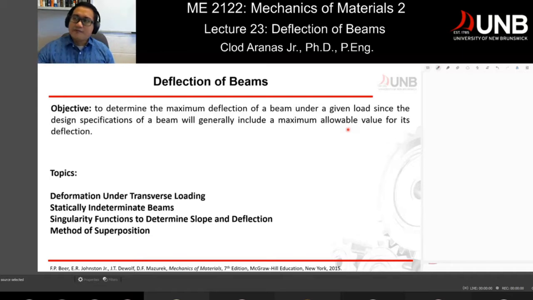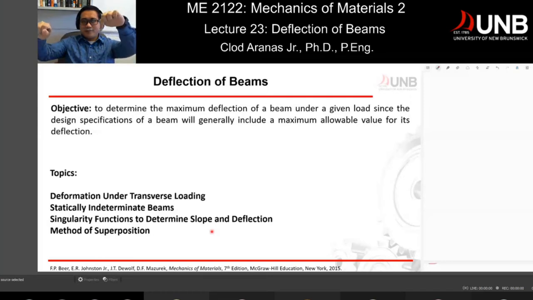Now, what are the topics under deflection of beams? We have deformation under transverse loading. We also have statically indeterminate beams. We have singularity functions to determine slope and deflection. And what do we mean by slope and deflection? If this is our beam, and let's say we have a support reaction here, a cantilever beam, so I'm holding it here, and I have a force going down. Deflection is how much this point at the end moves from this point up to this point. So that would be your deflection.